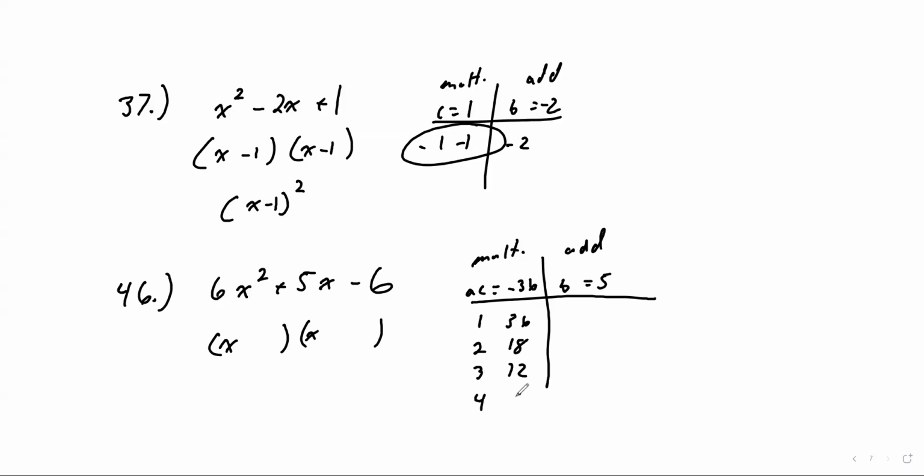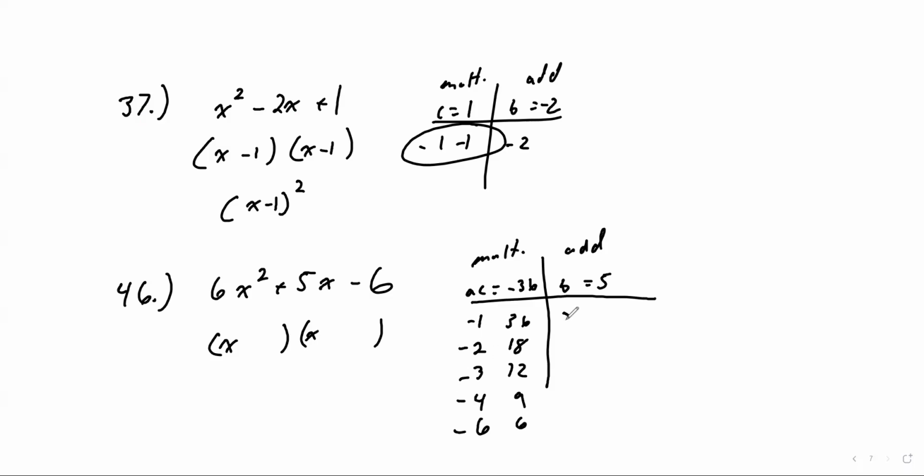And this will be 4 and 9, and 5, 6. Oh, and then 6 and 6. All right, and then from there, since it has to multiply to a negative, that tells you one of them is a negative. And since you're adding to a positive 5, that tells you the smaller number is the negative.